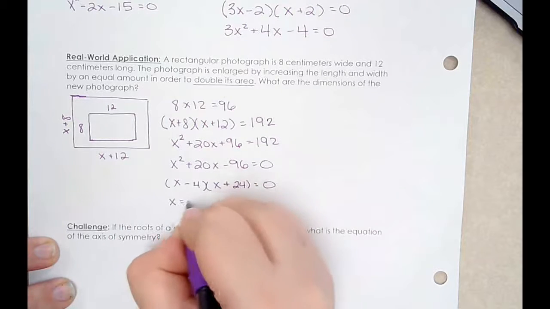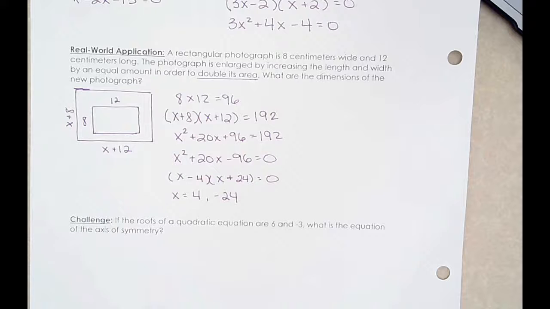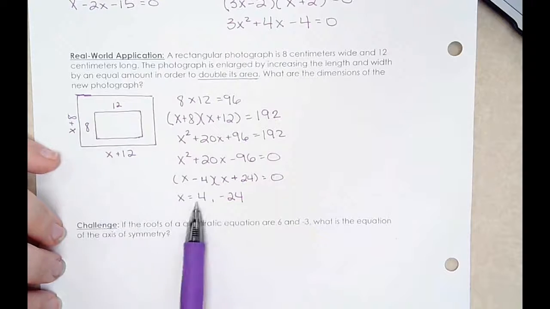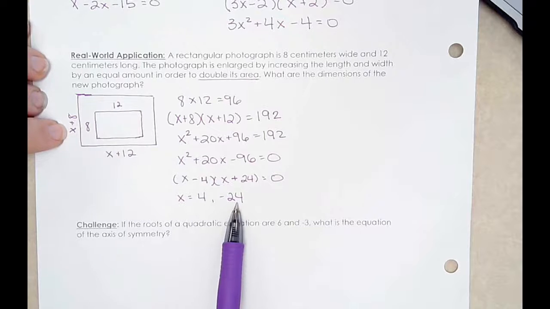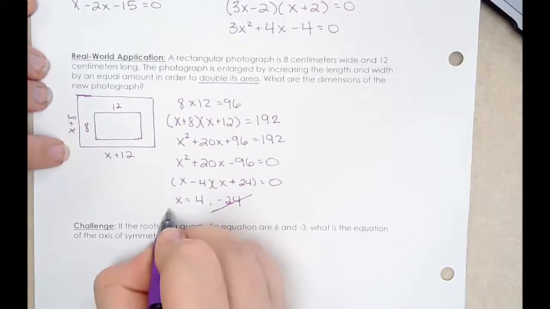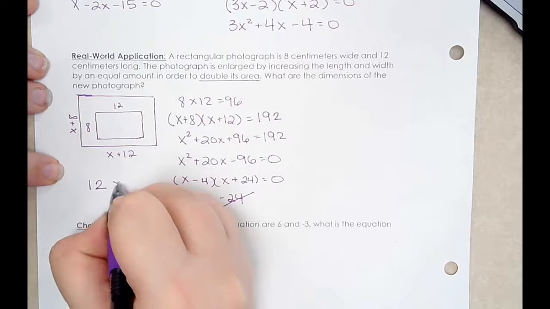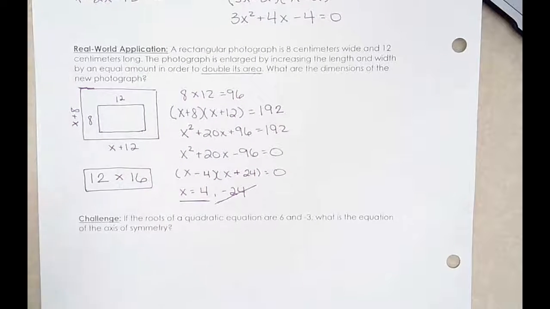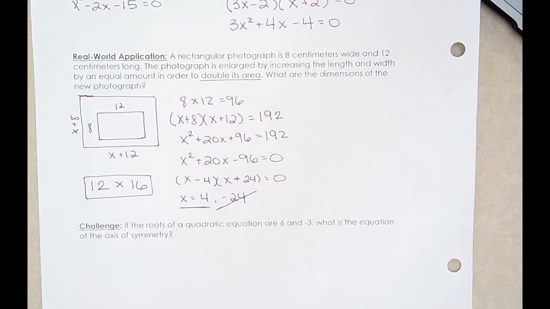I finally get down to my final answers of 4 and negative 24. But now the problem is this isn't my answer. The question asked me what are the dimensions of the new photograph. Well, if I plug in negative 24, I'm going to get negative 16 and negative 12. You can't have negative dimensions, so this answer does not work. I have to use x equals 4 and plug it in to find that my final dimensions are going to be a 12 by 16. So, you have to use a little bit of common sense here right at the end. Make sure you're answering the question it asks, not the question you think it's asking.